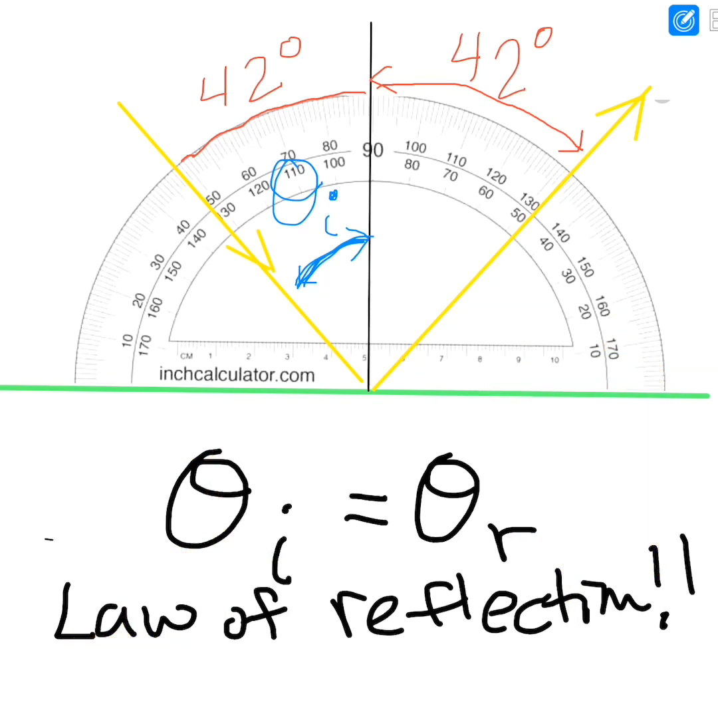Thanks for watching. And again, the important thing to remember, we took these measurements off of the normal. And that's something that we're going to see again in this course in a slightly different context. But we want to get used to making that measurement not off of the angle of incidence, but instead off of the normal. Theta sub I is equal to theta sub R.